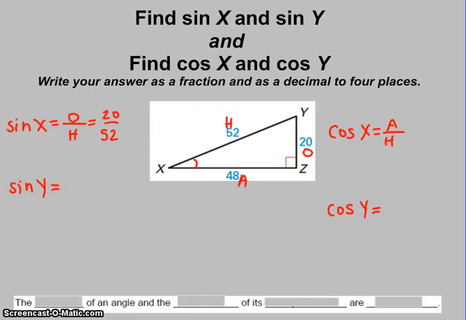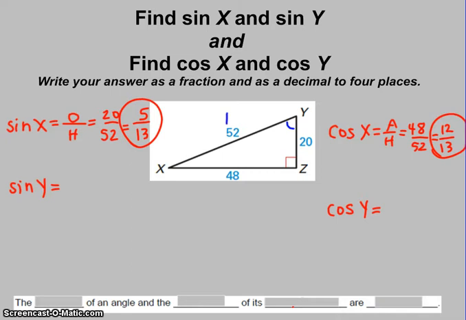Let me fix that, that way you can actually see that 13 didn't look right. There we go. And then cosine of x is adjacent over hypotenuse, so 48 over 52, which will simplify to 12 over 13. So now that we have solved the sine and cosine of x, we need to erase what we have, and this time we're looking at it from the perspective of angle y.